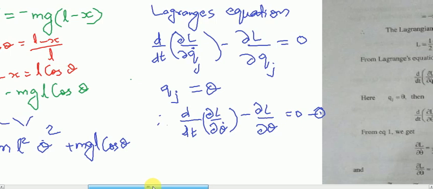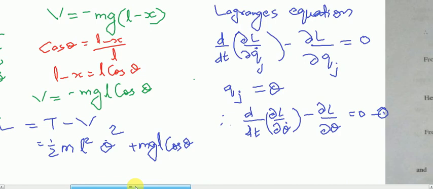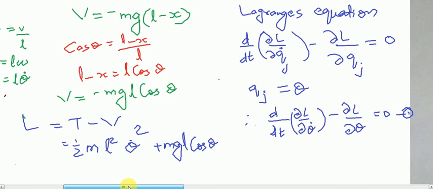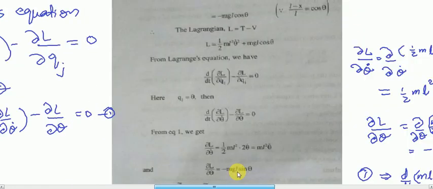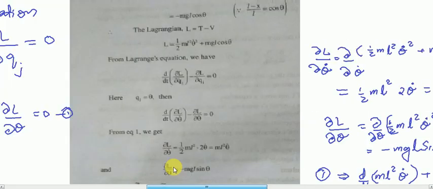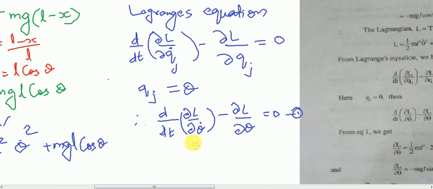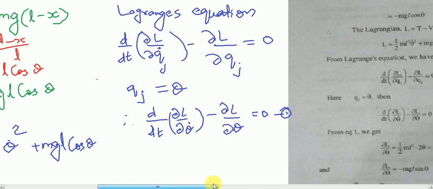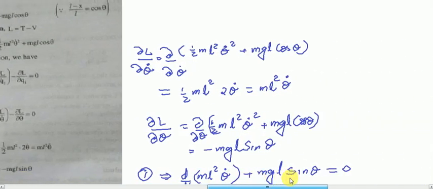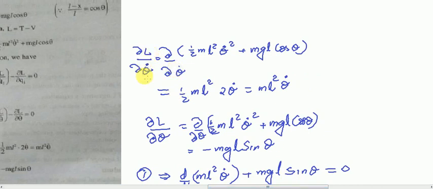Now we have to substitute for L. We already determined L. What is L? The Lagrangian of this system, that is half m l square theta dot square plus mgl cos theta. So we have to determine dou L by dou theta dot and dou L by dou theta for this. So you can see dou L by dou theta dot equal to dou by dou theta dot of, substituting for L, half m L square theta dot square plus mgl cos theta.